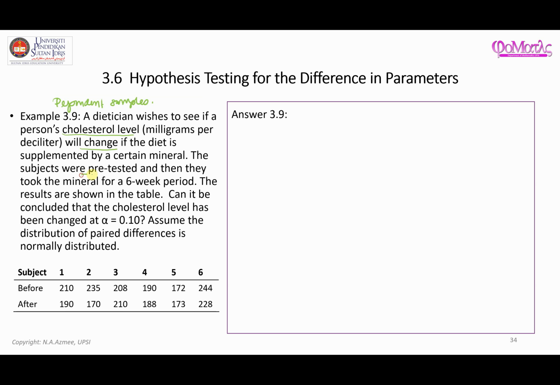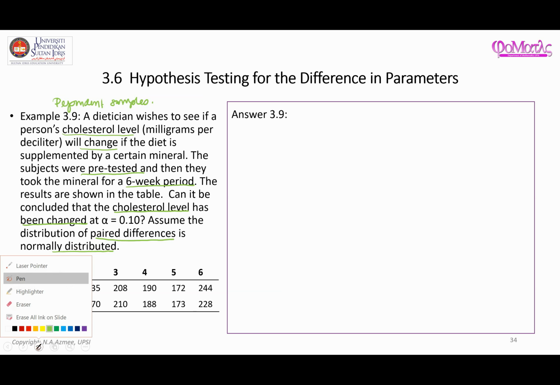The subjects were pre-tested, so here are the results. And then they took the mineral for a 6-week period, and after that the subjects are again tested. So these are the results here. Can it be concluded that the cholesterol level has been changed? So cholesterol level is changed at alpha equals 0.1. Assume the distribution of the differences is normally distributed.